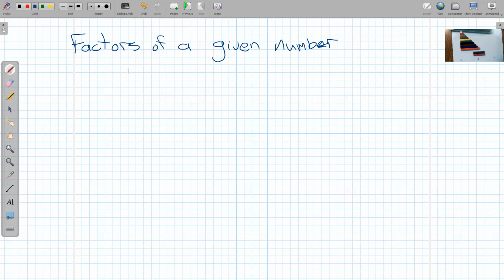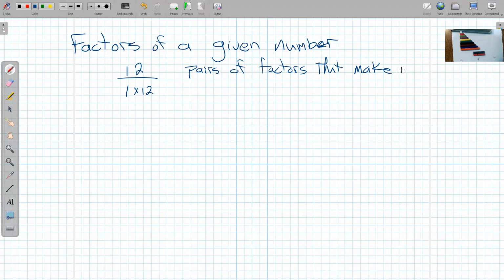When we make the rectangles, we make a base times a height, or a width times a height, whatever you want to call it. But we're taking a number like 12 and saying, okay, 12 is a group that's 1 by 12. So what I want to do is write pairs of factors for the number. One way to do it is 1 times 12.